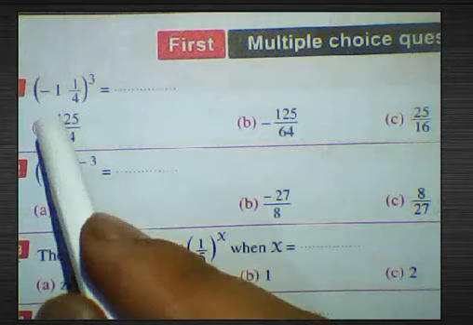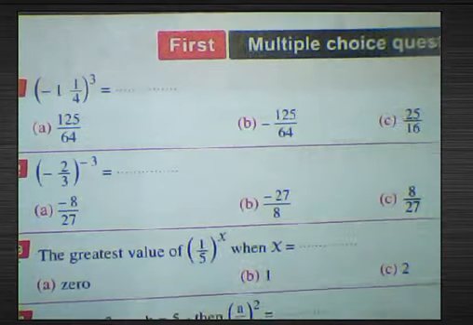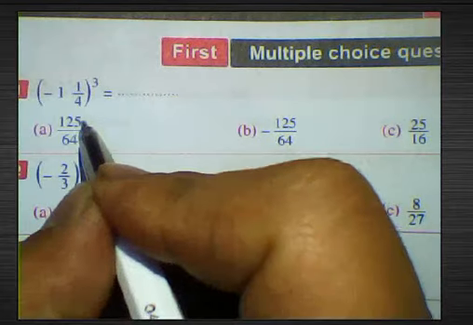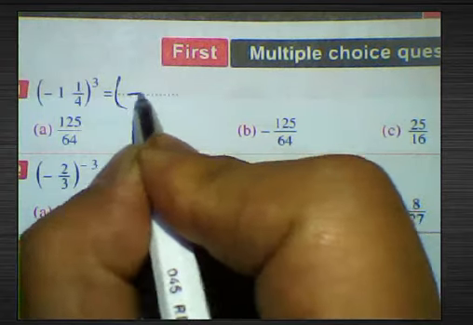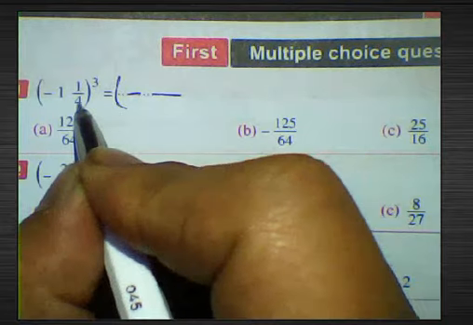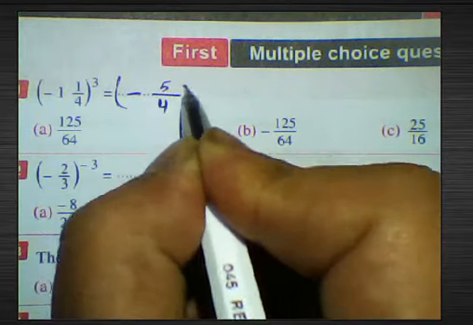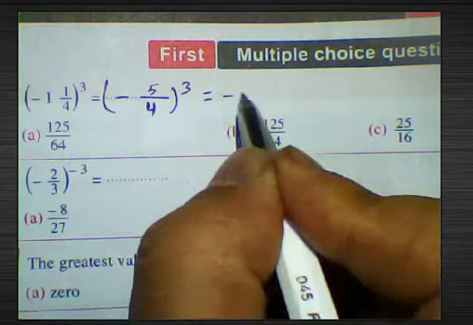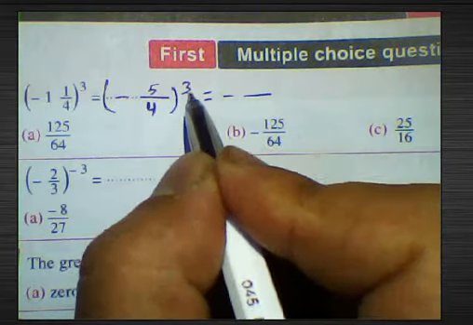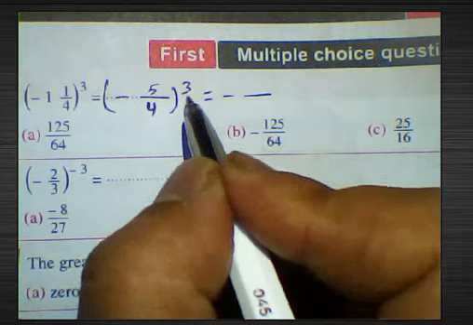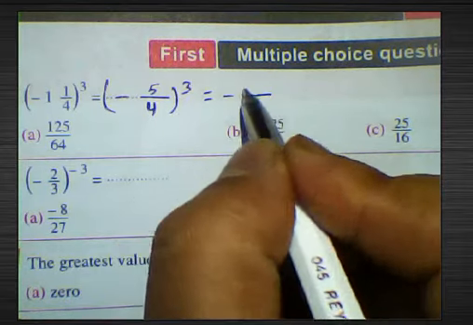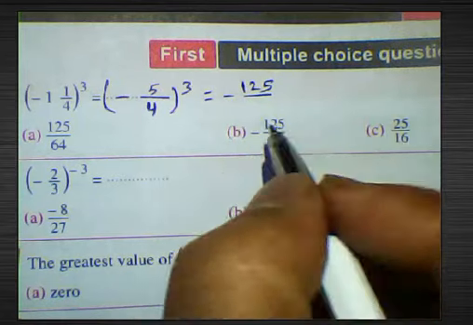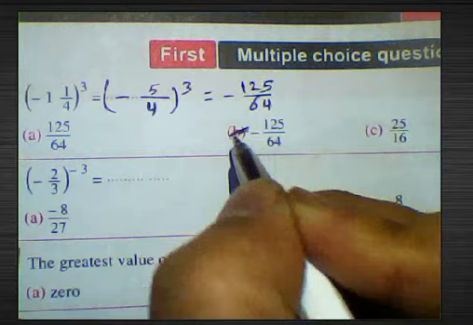Look at here, -1 and 1/4 all power 3. First we convert from mixed number to improper. Write negative here. 1 times 4 equal 4 plus 1 equal 5. 5/4 all power 3. And write the sign outside here because the power 3 is odd. 5 power 3 equal 125. 4 power 3 equal 4 times 4 times 4 equals 64. You must choose letter B.